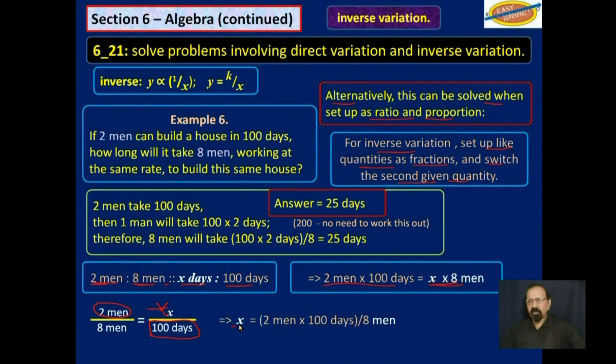Flip the formula around and divide both sides by 8. And so you get x is equal to 2 men times 100 days divided by 8 men. And that gives us the same 25 days as we got when we solved that using primary school math. So you don't have to use ratio and proportion unless you are told. If you see a math question, use the simplest method you know, provided you know each step is valid.